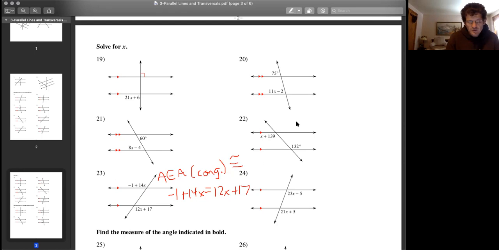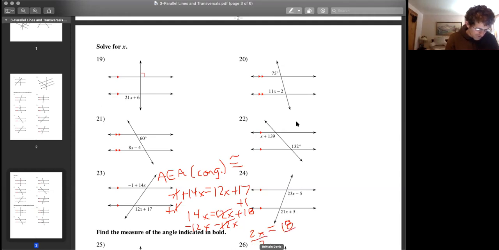Now it's just an equation to solve. I'm going to start by combining my numbers. I'm going to add 1 to both sides, so 14x equals 12x plus 18. Then I want to get my variables together, so subtract 12x from both sides. Those cancel out. I get 2x equals 18. This is just basic algebra, so you should be able to follow along with this part. Divide by 2, and x equals 9. That's it.